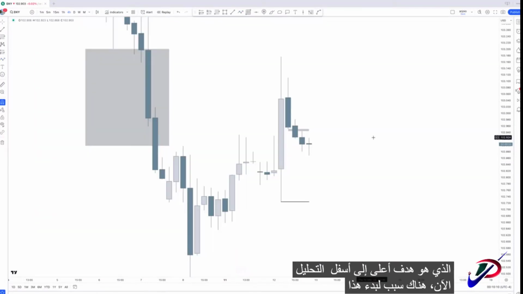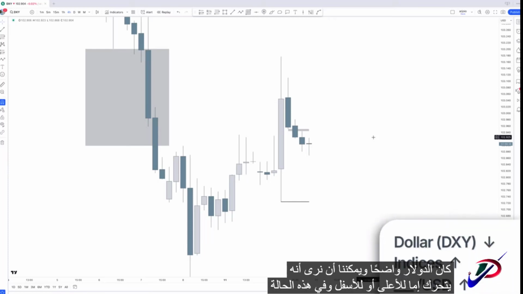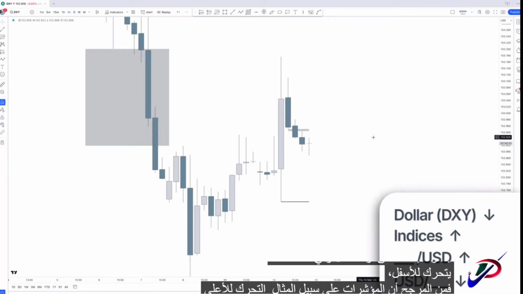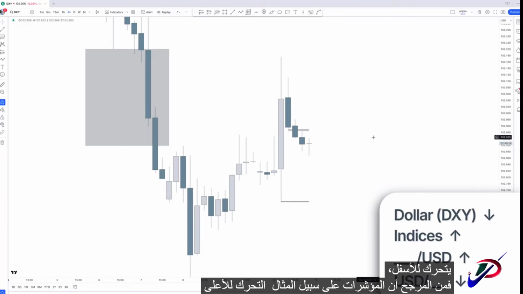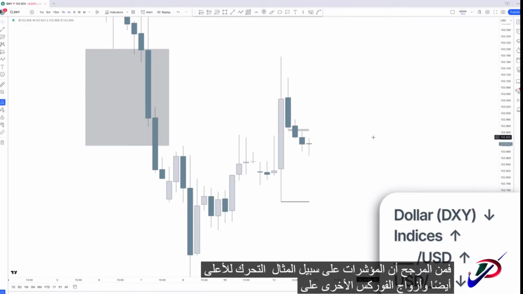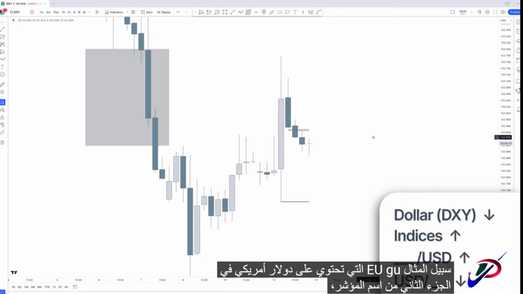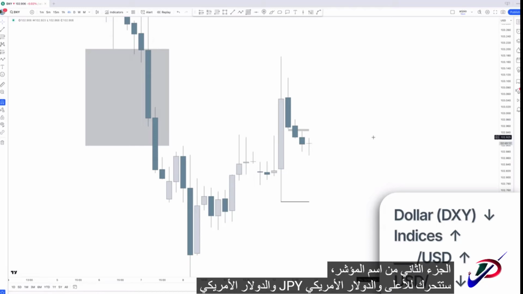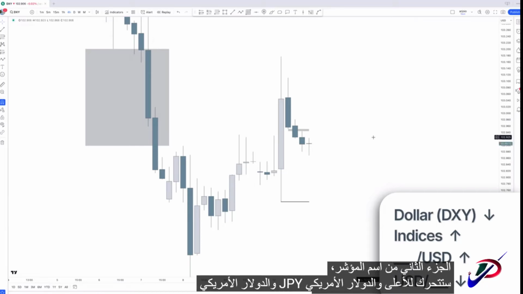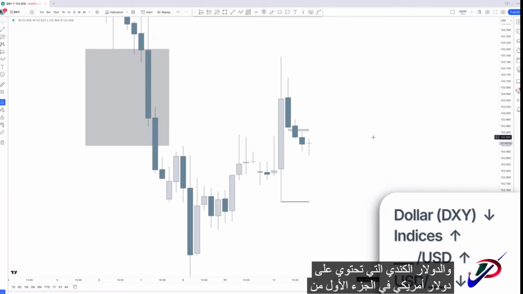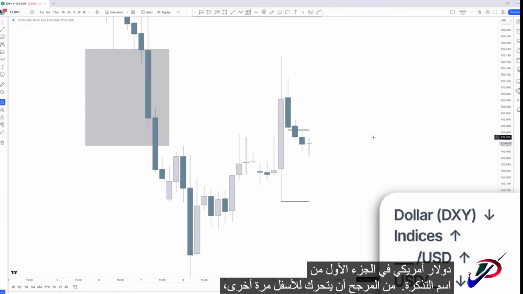Now, there's a reason why I started this video on the US dollar, because the dollar sets the tone. If the dollar is clear and we can see it's either moving higher or lower, and in this case moving lower, then the indices, for example, will most likely move higher as well. And the other forex pairs, for example EU, GU, that have US dollar in the second part of the ticker name, those will move higher. And USD JPY, USD CAD that have US dollar in the first part of the ticker name, they will likely move lower again.